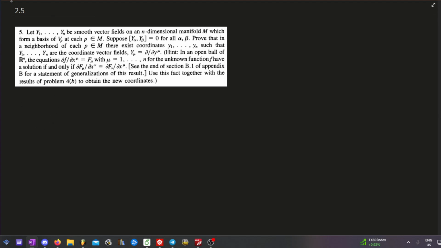Now this is one of the problems from this chapter that I think I understand the least, to be honest with you, so if anybody sees the solution, has an issue with it, please let me know in the comments. But otherwise I'm going to have a go. So we start with a chart, phi we'll call it.